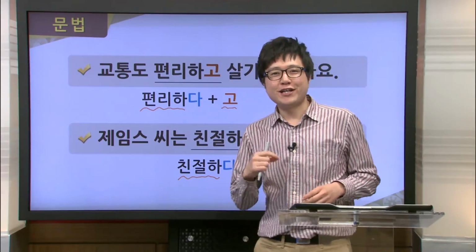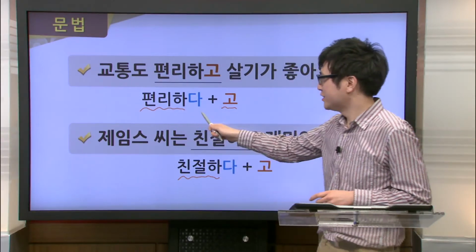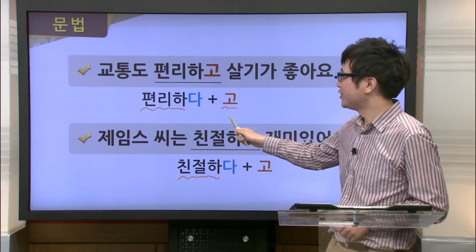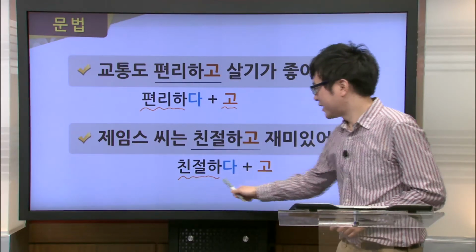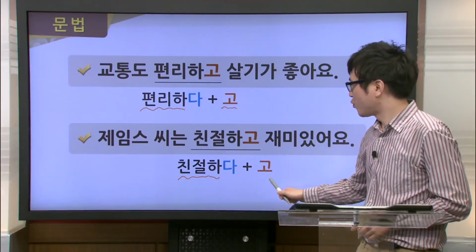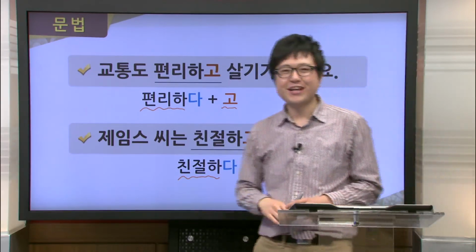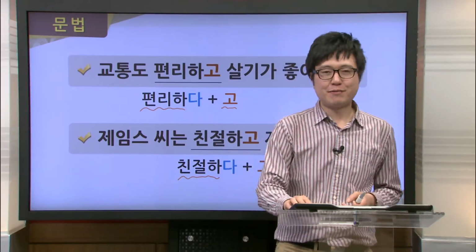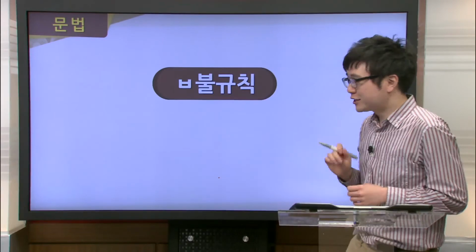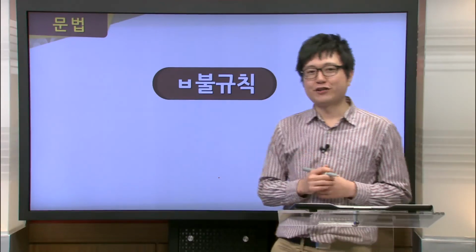Now, go ahead and please repeat after me. We have 편리하다, 고, 편리하고, 친절하다, 고, 친절하고. Great. Now let's go ahead and take a look at the next grammar point here. Our next grammar point here is the ㅂ irregular verbs.